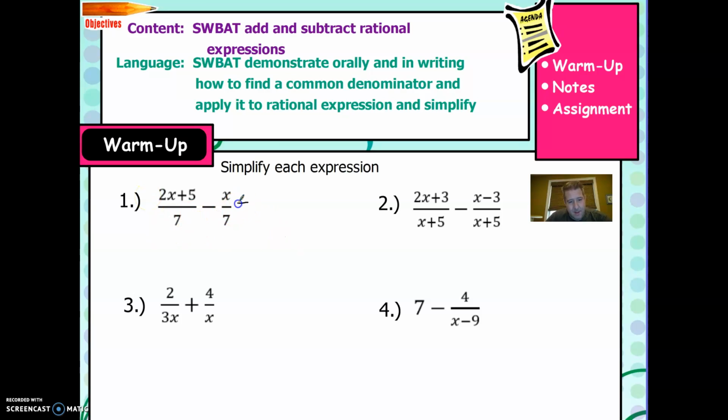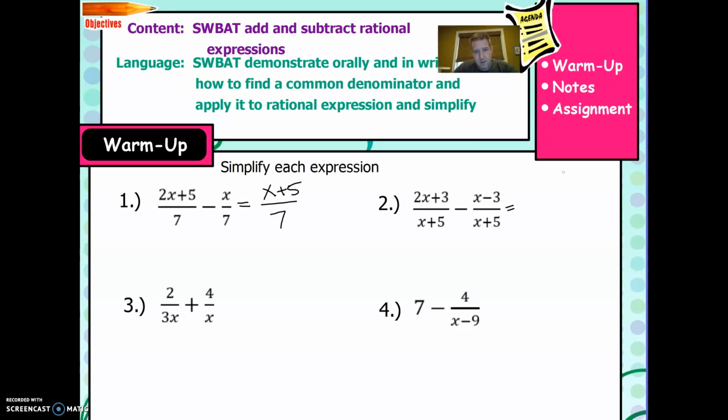So we have common denominators already, so we know the denominator is over 7. 2x minus x makes x, and 5 minus, there is no constant here, is just 5. And there's your answer. This time we have x plus 5 as the common denominator. We have 2x minus x makes x, and 3 minus negative 3 makes 6. Can't simplify this anymore, so that is it.